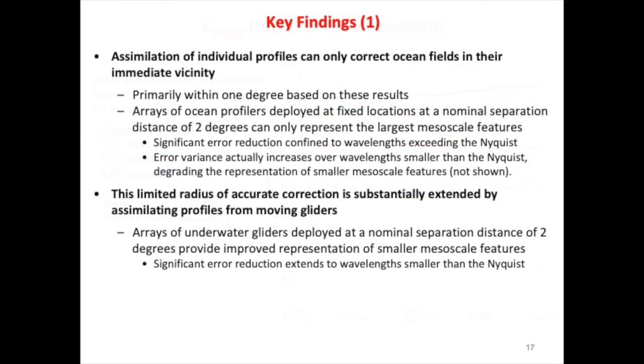Next slide. Okay, key findings. As I showed, gliders do give you a much better representation of mesoscale ocean features, both in the ocean pressure field represented by dynamic height and upper ocean temperature. And the moving platforms significantly increase the range of influence of simulated profiles to give you a much more even error reduction across any domain.